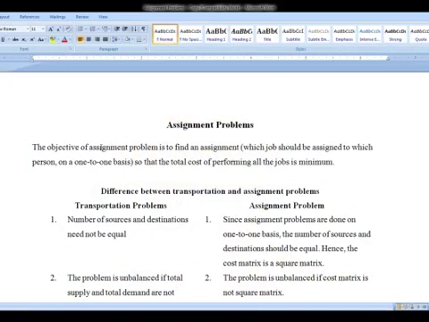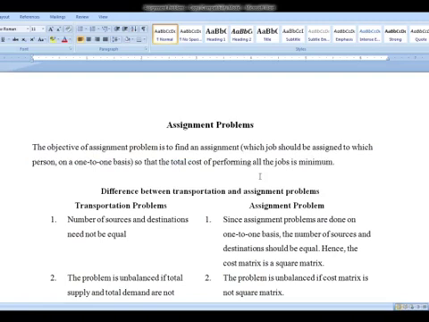Assignment problems are also a type of problem in operations research. The objective of an assignment problem is to find an assignment. Basically, here they try to understand which job should be assigned to which person. It is on a one-to-one basis, so that the total cost of performing all the jobs is minimum. So basically, what they want to do is minimize the cost. Okay, the total cost should be minimum.